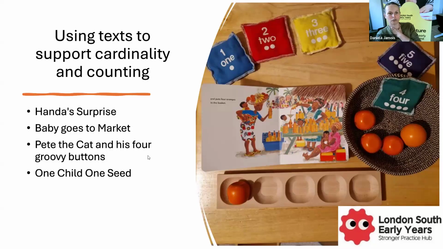Pete the Cat and his 4 groovy buttons is another really nice text to use with the younger learners, and really nice to replicate, actually, having buttons as a resource in your settings. Really tactile, lovely things to count. Another lovely book with real photographs in it is One Child, One Seed. Some children find it more interesting to spot real objects from real photographs if they're more interested in non-fiction texts, for instance. We need to cater for those children as well.